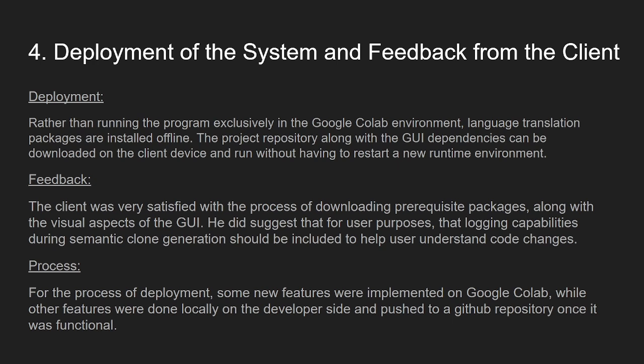So for the process of deployment, some of the new features were implemented on the Google Colab. For larger, more extensive files, we used the Colab RAM and the GPU power. But other than that, we were able to run pretty much everything on our machines because it wasn't too expensive resource wise. While other features were done locally on the developer side and pushed to the GitHub repository once it was functional. So that was our CI/CD integration, just making sure everything's up to date.